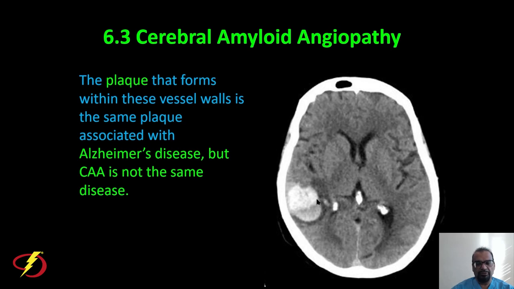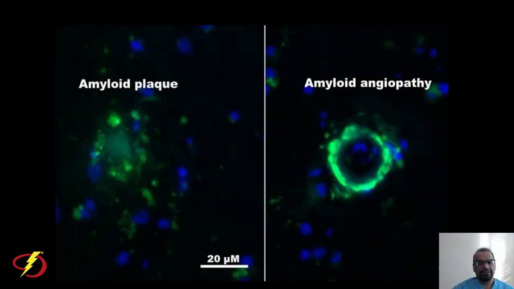And this is a lobar hemorrhage, a superficial hemorrhage in a patient with cerebral amyloid angiopathy. Now, if you have cerebral amyloid angiopathy, it doesn't mean you have Alzheimer's. If you have Alzheimer's disease, it doesn't mean you have cerebral amyloid angiopathy. These diseases could coexist, but they don't have to exist together. So the same plaque formed in beta amyloid plaque, which is one of the hallmarks of Alzheimer's disease, is the same plaque that we see in cerebral amyloid angiopathy.